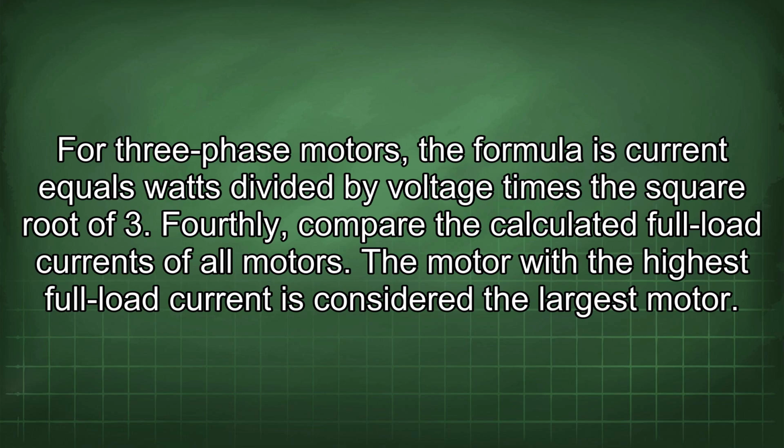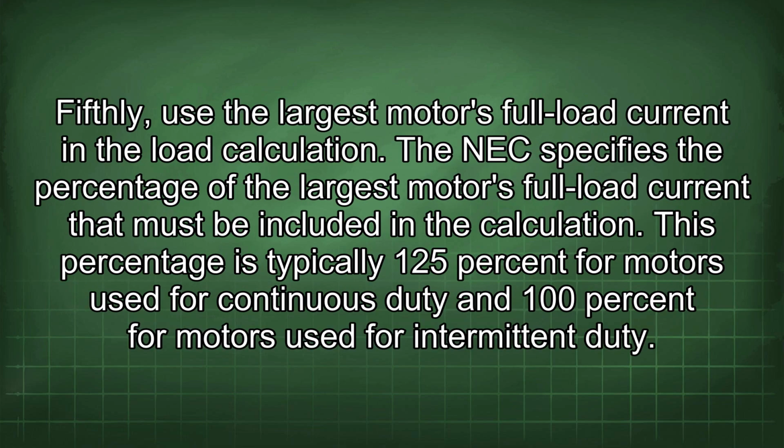Fourthly, compare the calculated full load currents of all motors. The motor with the highest full load current is considered the largest motor. Fifthly, use the largest motor's full load current in the load calculation. The NEC specifies the percentage of the largest motor's full load current that must be included in the calculation. This percentage is typically 125% for motors used for continuous duty and 100% for motors used for intermittent duty.